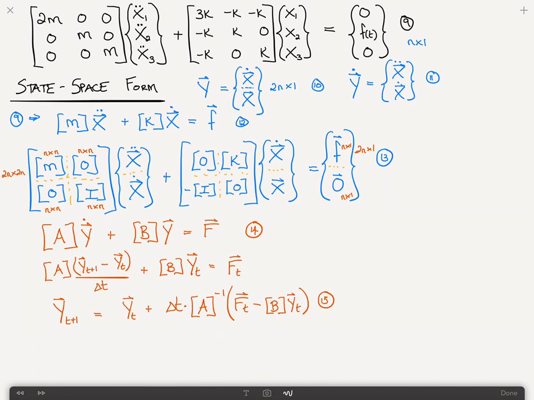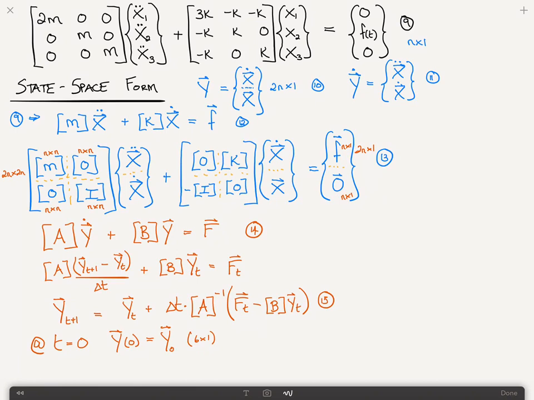So the idea is that initially, at time equals 0, we are given the state, typically. We know y at 0 is equal to, well, in this case we'll call it 0, but in general we can call it some known vector y of 0. Okay? And this, a reminder, would be a 6 by 1 vector. It's 2n by 1.